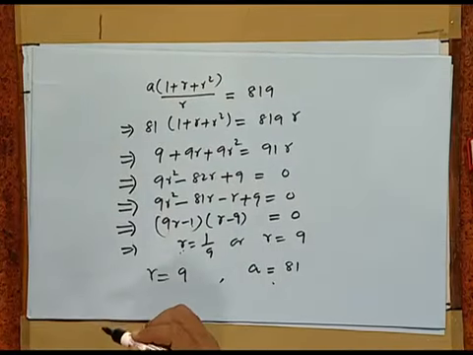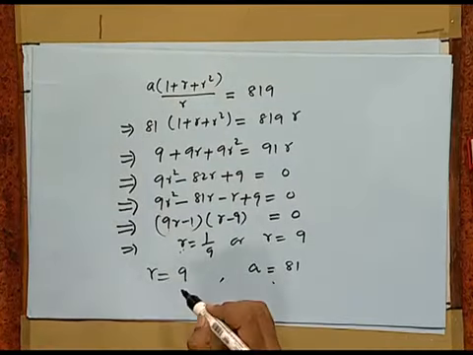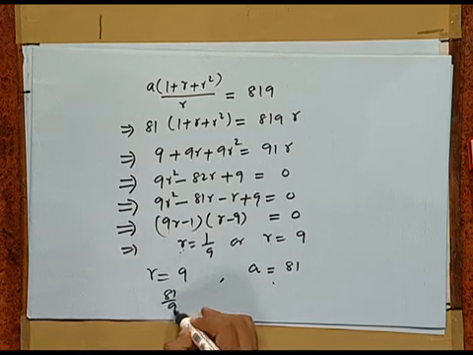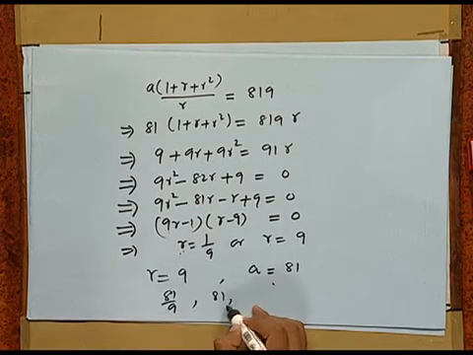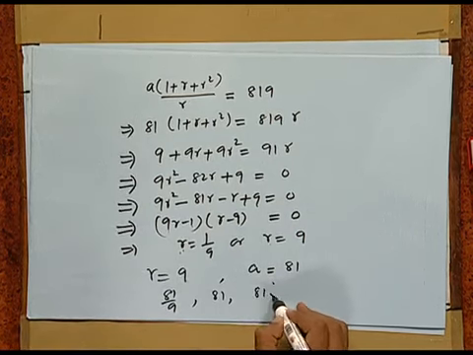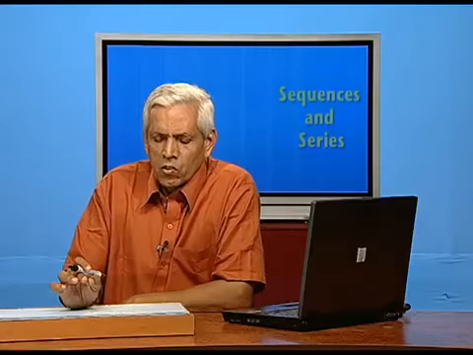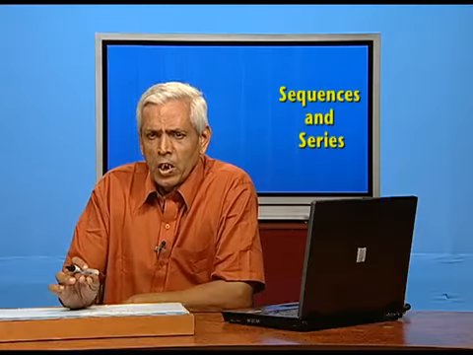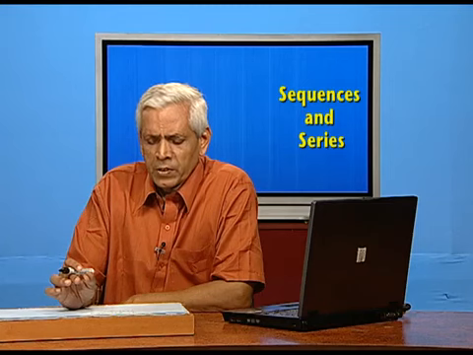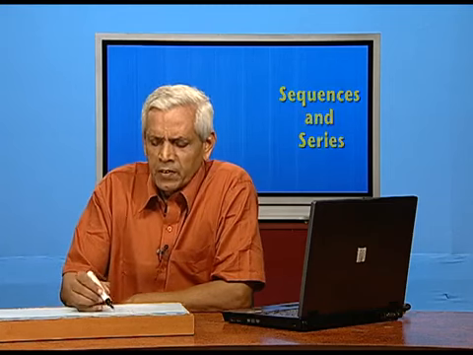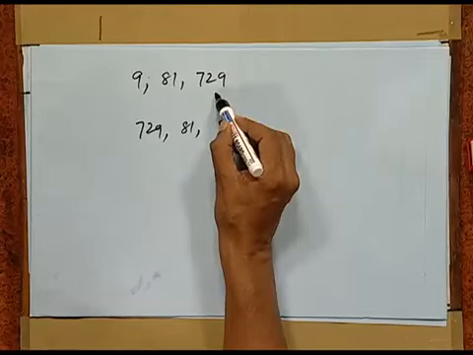First we take R is 9. We already know that A is 81. Our first term was, remember, A upon R. So, it is 81 upon 9, then 81, then 81 times 9. So, for the value of R equal to 9, our sequence terms are 9, 81 and 729.